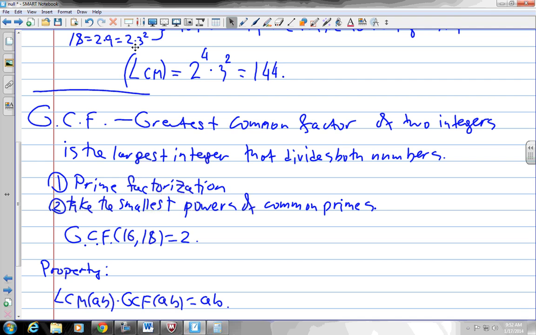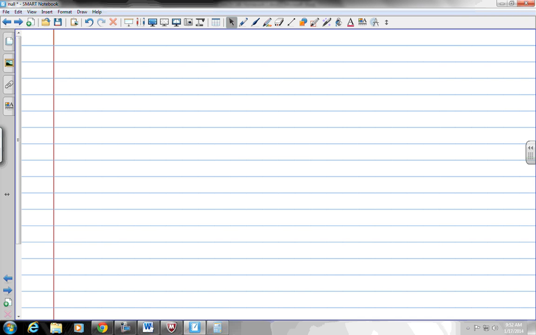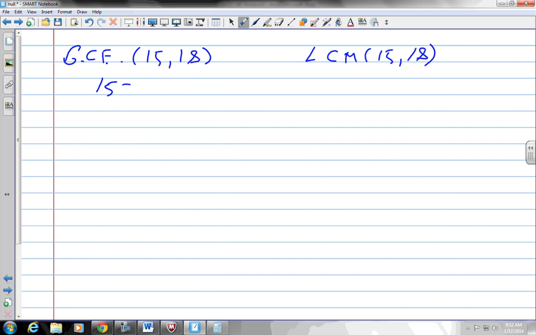Let's do this quick example. Just pick two numbers: the GCF of 15 and 18 and the LCM of 15 and 18. Regardless, we have to do prime factorization, right? So 15, that's easy, 3 times 5. 18, we already did 18, it's 2 times 3 squared. So the GCF is 3.